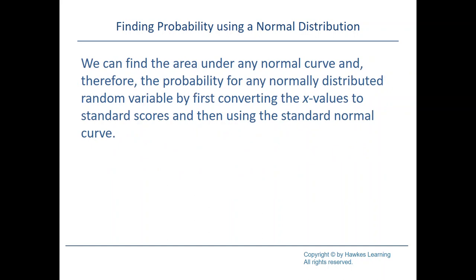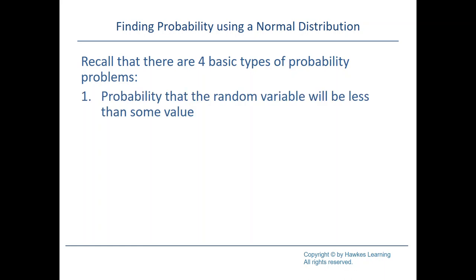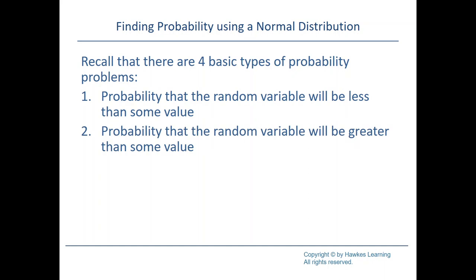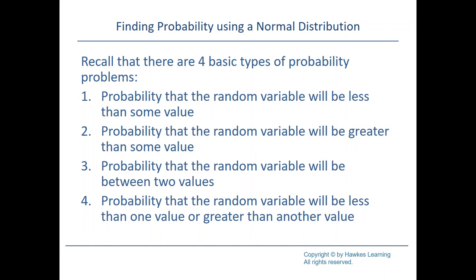Now, we can find the area under any normal curve, and therefore the probabilities of normally distributed variables, by first converting x's to standard scores and then using that standard normal curve. Okay? So recall that there are four basic types of problems that we have with our probability. We have the probability that some random variable will be less than some value, the probability that it will be greater than some value, the probability that it will be between two values, and the probability that it will be less than one value or greater than another value.